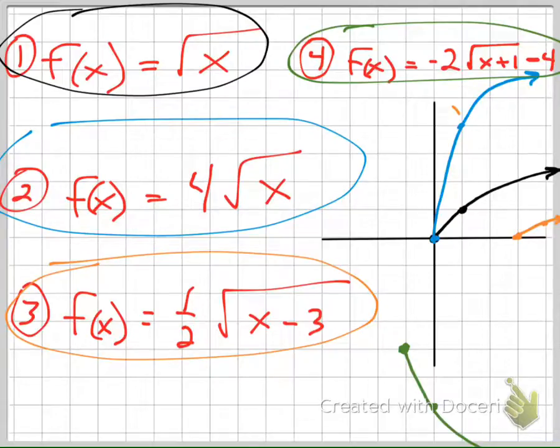Makes sense? It's reflected across the x. How many of you got that? That's not good. I'm going to give you one more little quiz here, and then that's going to be it.